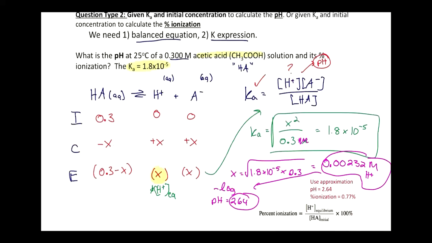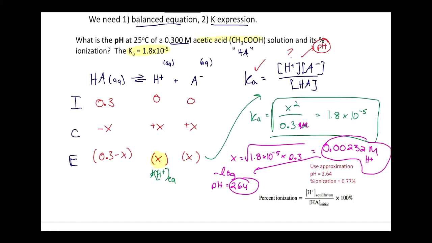So there's the pH, but then the last way that I can ask you to express this type of question is percent ionization. So percent ionization is just a metric of understanding how much of this weak acid dissociates into ions. So here is the equation for percent ionization.